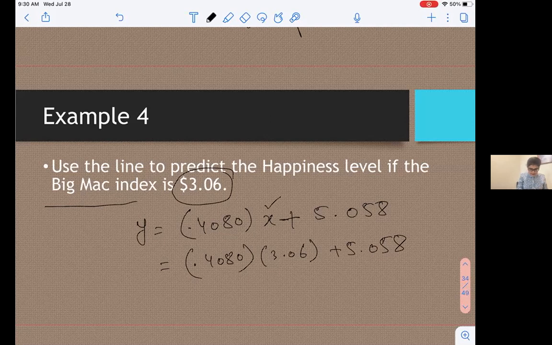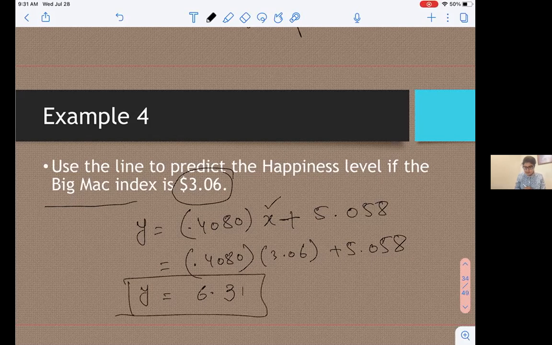0.408. So this is 6.31 up to 2 decimal places. So this is my happiness level. If my Big Mac index is 3.06, then we have happiness level, which is 6.31. This is what we are predicting by using the least square regression line.